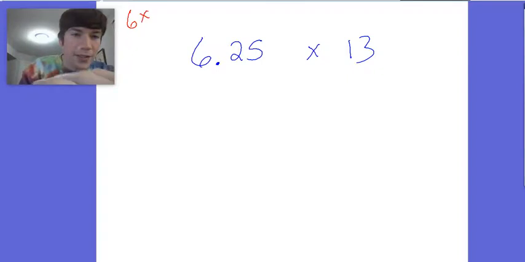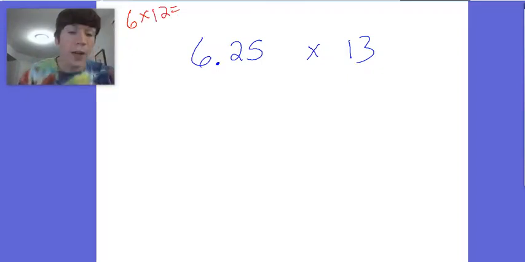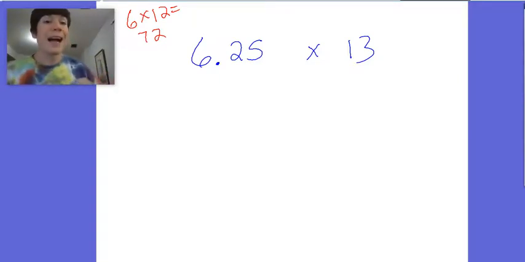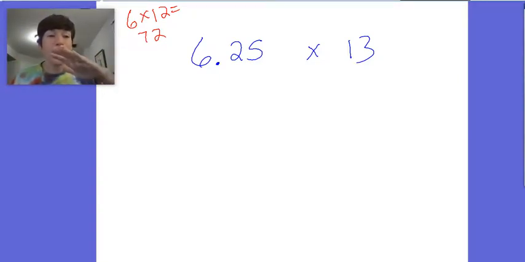I'm just going to do 6 times 12 just because I know really quickly off the top of my head what that is, which is 72. Now, I'm expecting that my estimate here is going to be a low estimate because I lowered both of those numbers. So I should get something a little bit bigger than 72.